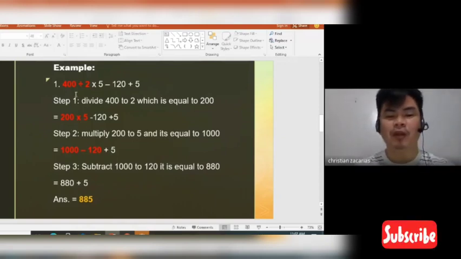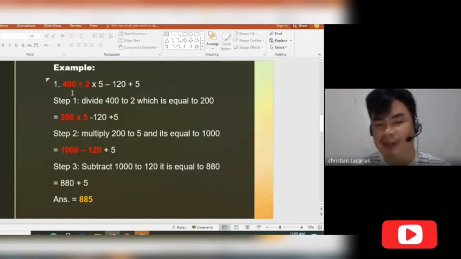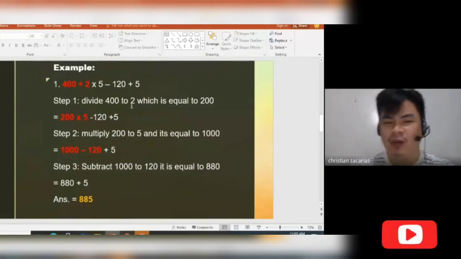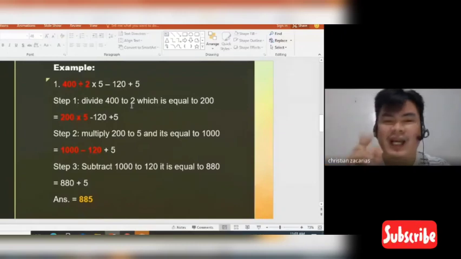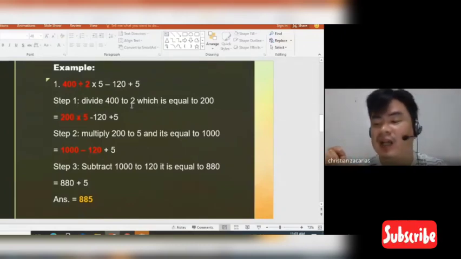For example, you have in there 400 divided by 2 times 5 minus 120 plus 5. Okay? So makikita nyo dyan, yung step 1 natin is we have to divide 400 to 2. Okay? So dinivide natin sila. Now, sir, bakit? May multiplication tayo, di ba? Nauna ang M bago ang D. Gagamit tayo ng left to right calculation.